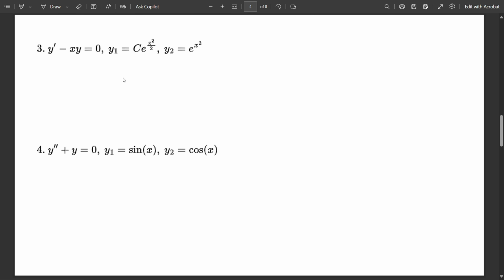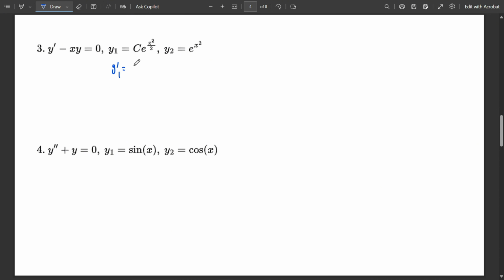Okay, number 3, so we have y prime minus xy equals 0. This is the differential equation, and this is the proposed solution. The highest derivative is just y prime, so you just need the first derivative. So we have y prime of y sub 1 is equal to c, where c is an arbitrary constant, okay?